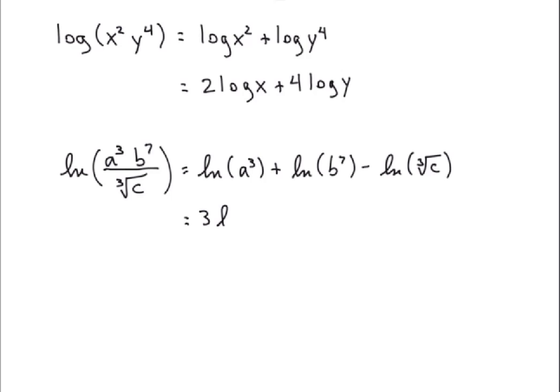And so now this is going to be 3 natural log of a plus 7 natural log of b minus. Now, remember that cube root of c is the same as c to the 1/3. So this is going to be 1/3 natural log of c.